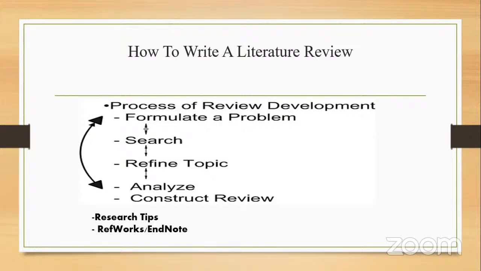There are no specific things or complications. Process of review development: formulate a problem, search, refine the topic, analyze, and construct the review. And research tips, reference work, and endnotes. This is how to write a literature review.